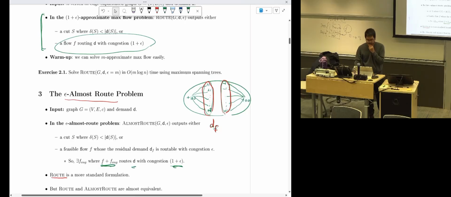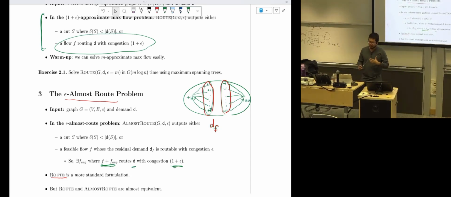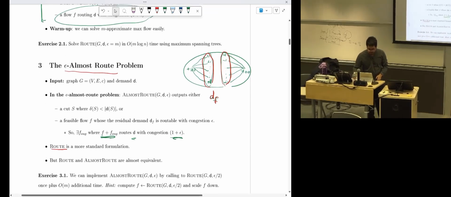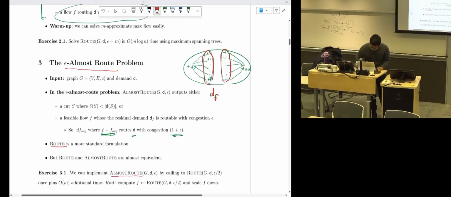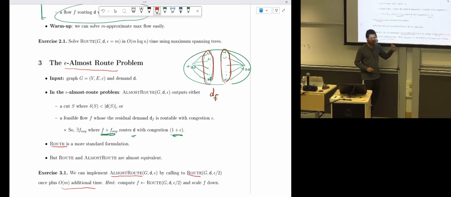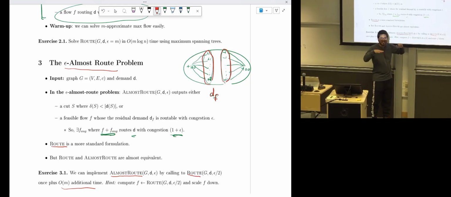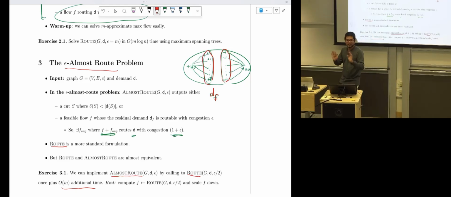The first one, if you have a subroutine for the first one, you can solve the second one easily, just by making one call to it. You can implement almost route by calling route once and doing some scaling. I will leave this as an exercise again. The idea is just call route and then scale it down. Why it works, you can think about it.